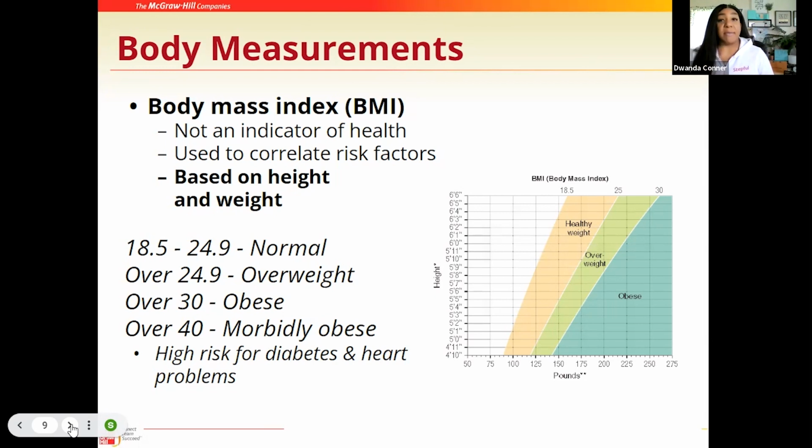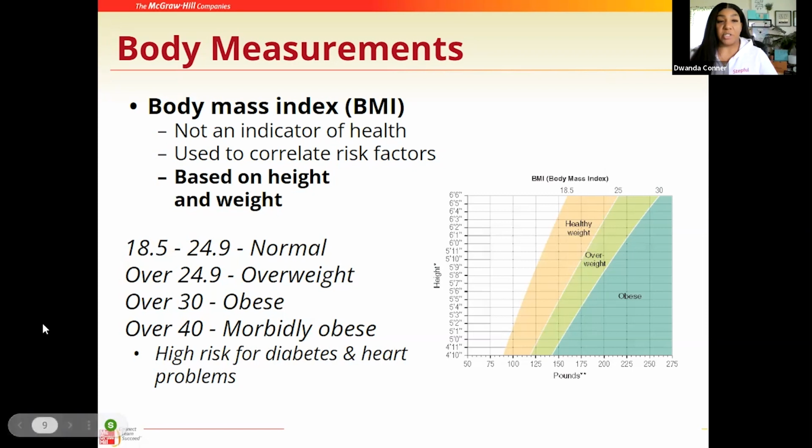One can have a high BMI, but yet be quite healthy, or someone could have a low BMI and have tons of health conditions. But it is based on height and weight, and it's just used to help bring together any risk factors that might exist because of the weight. And so looking at our chart here, our body mass index, what you can see at the bottom is that it scales over in pounds, and at the side here, it scales up in height.